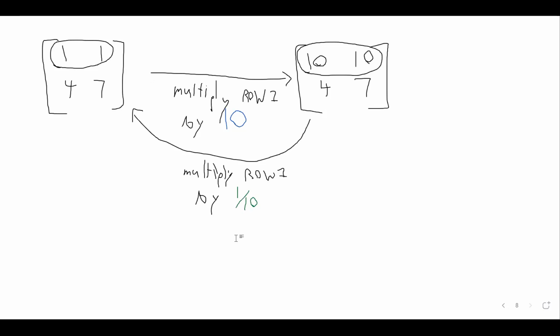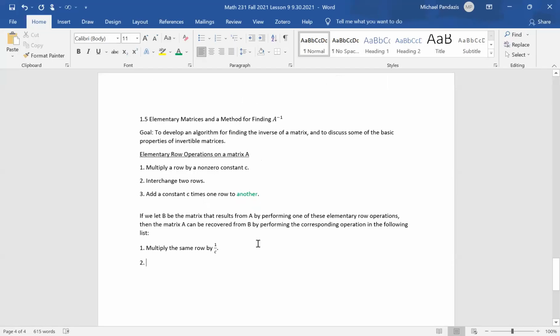Okay, so that's the first inverse operation. This is the inverse operation of the first elementary row operation. It is not an inverse operation for 2 or 3, okay? If you do operation 2 or 3, you need a different corresponding inverse operation to get back to where you started. So this is only for the first elementary row operation to get back.